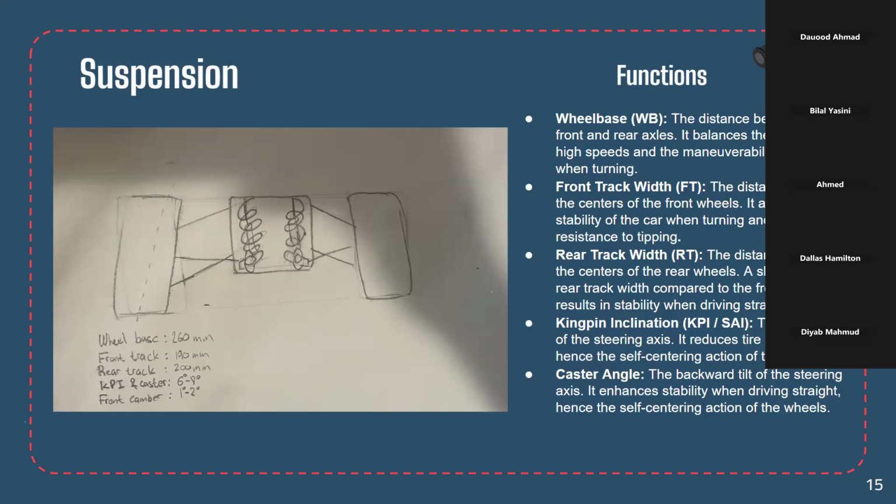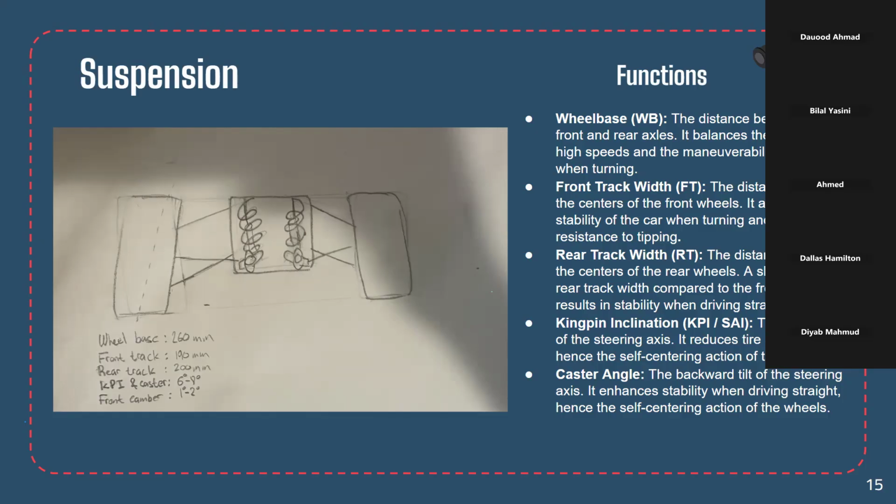This is the front geometry of the suspension, and here you can see the shocks are packaged inside the chassis, so it doesn't mess with the aerodynamics outside of the car, and that will work on a push and pull rod type suspension.